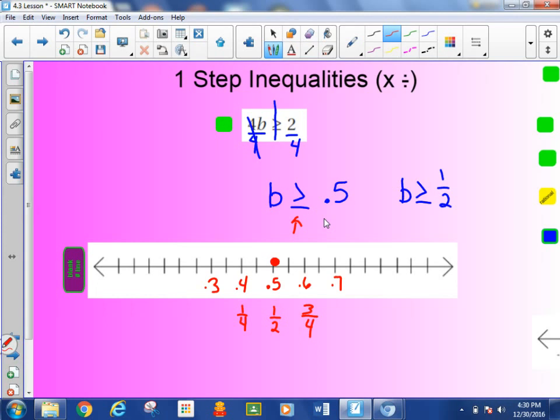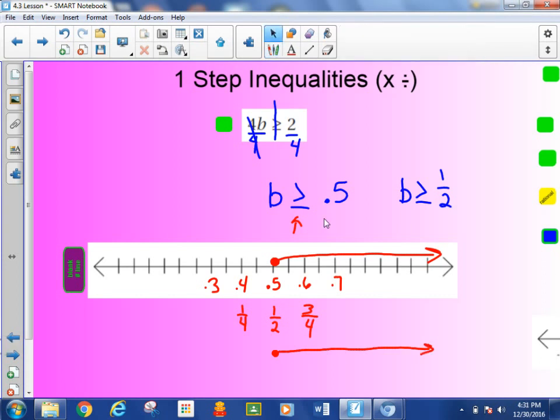Decimals to me are just easier, but sometimes you're expected to use the fraction, so you have to be comfortable either way. Okay, so now I have to decide what direction my arrow is going to go. So b is the bigger number. It's getting eaten. Bigger numbers are going to fall to the right. So there's my graph. If I was using the fraction, same thing. I'm still going to fall to the right.